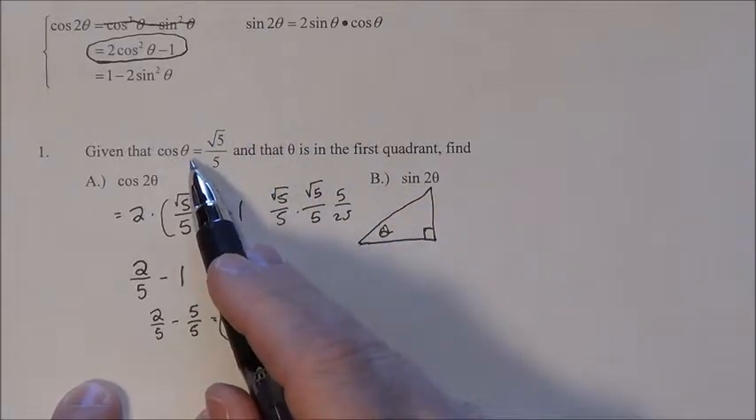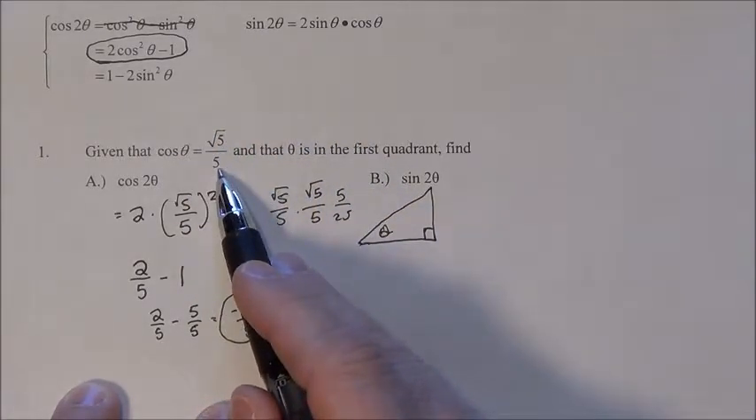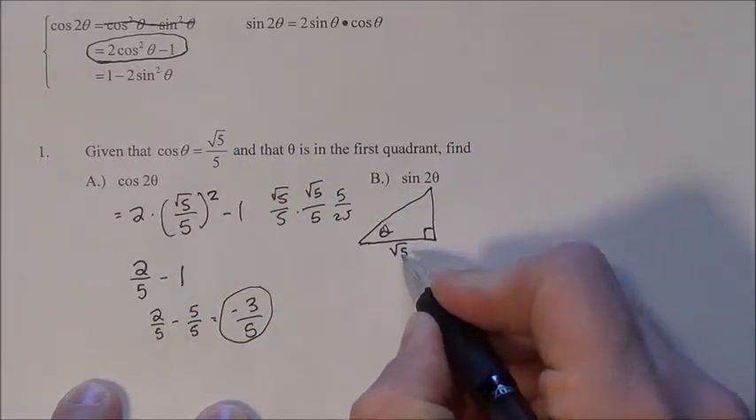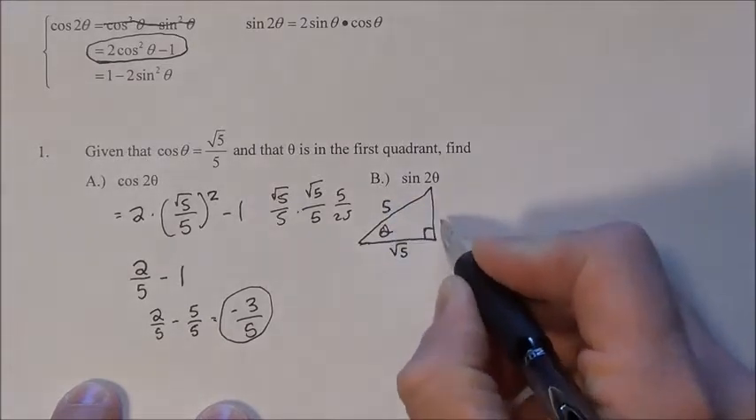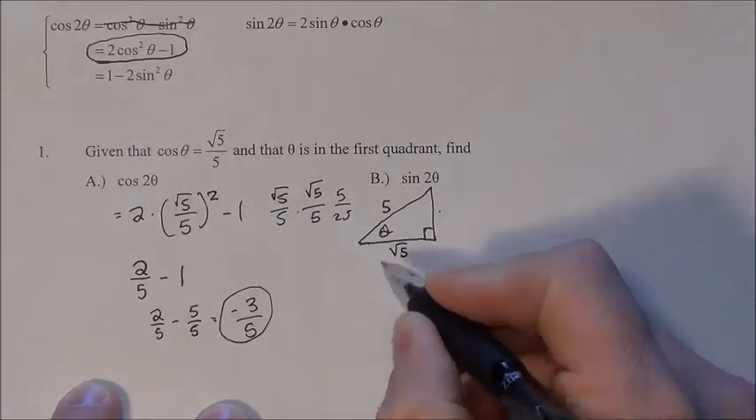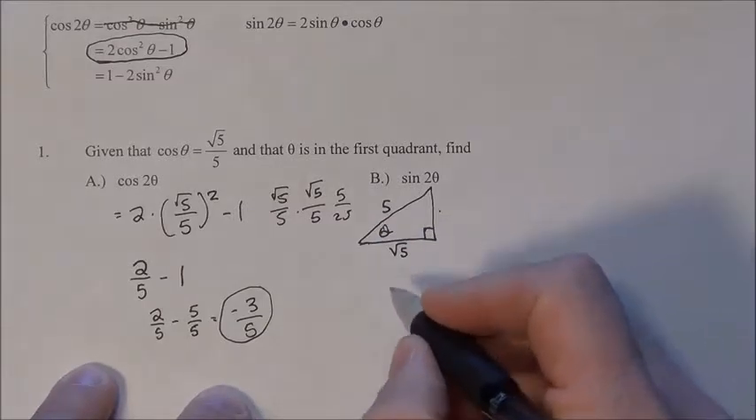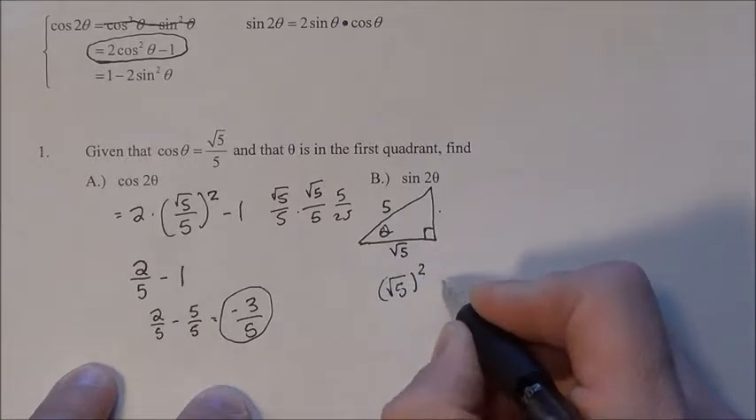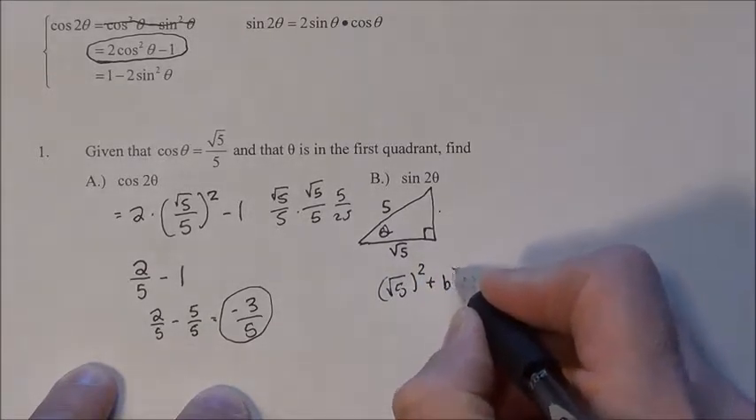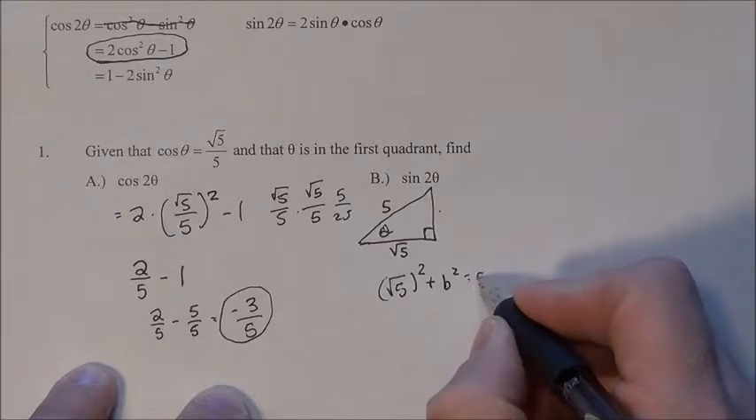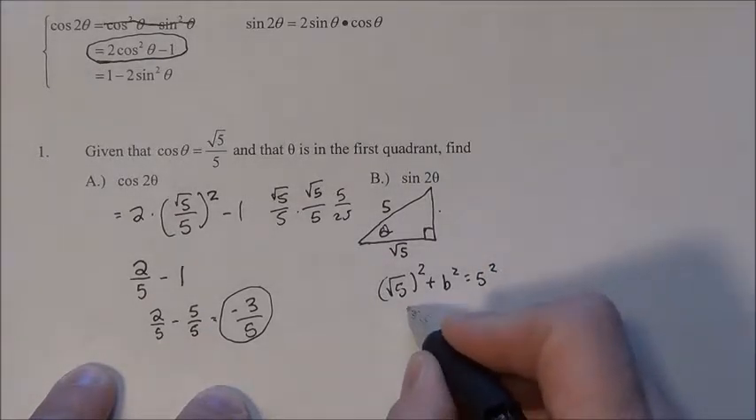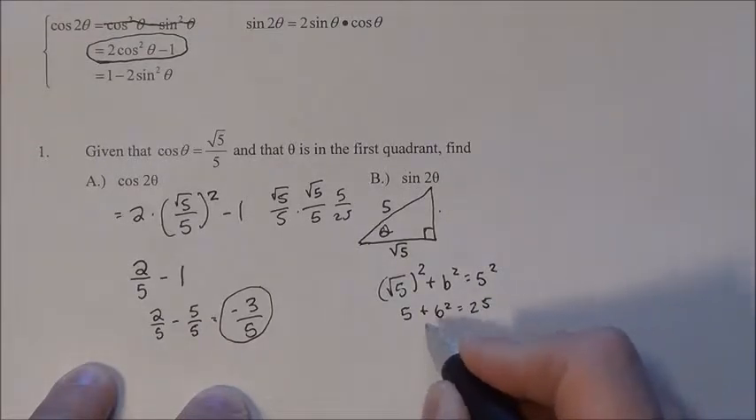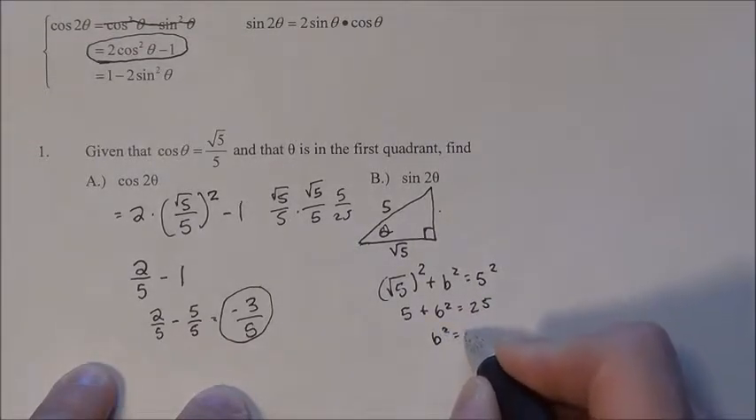So we know the cosine is root 5 divided by 5. Well, cosine is what? Adjacent. So this side is root 5 over the hypotenuse, which will be 5. Now we just need to find this side here. Well, we will, as normal, use the Pythagorean theorem. So it's going to be this side squared, so root 5 squared plus the unknown side squared will equal the hypotenuse squared. We get 5 plus b squared is 25. We subtract 5, it's going to give us b squared is 20.